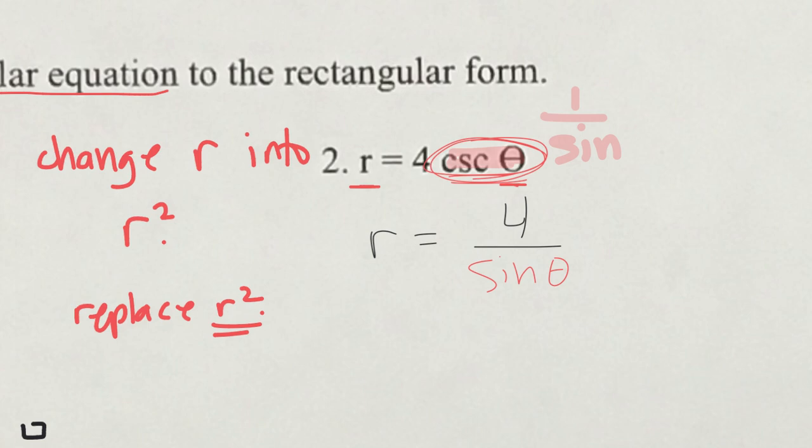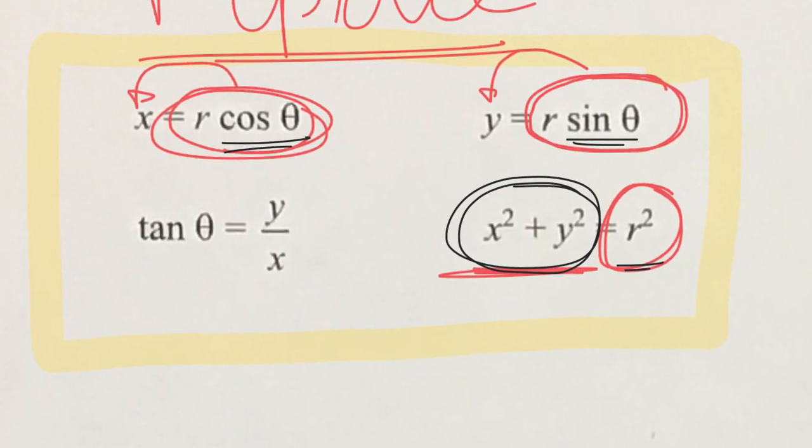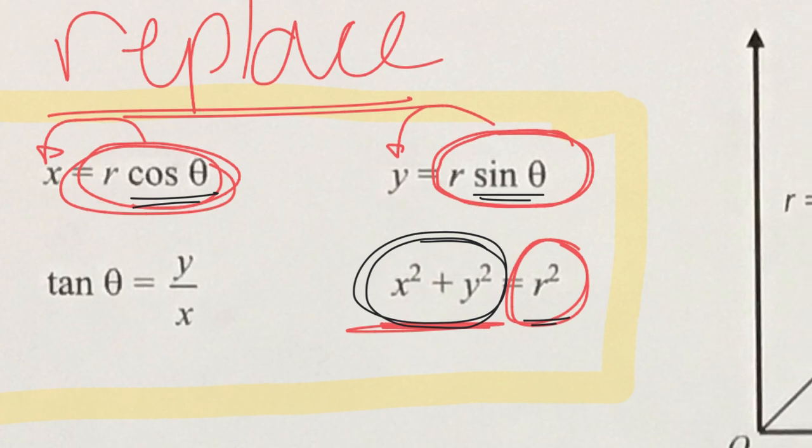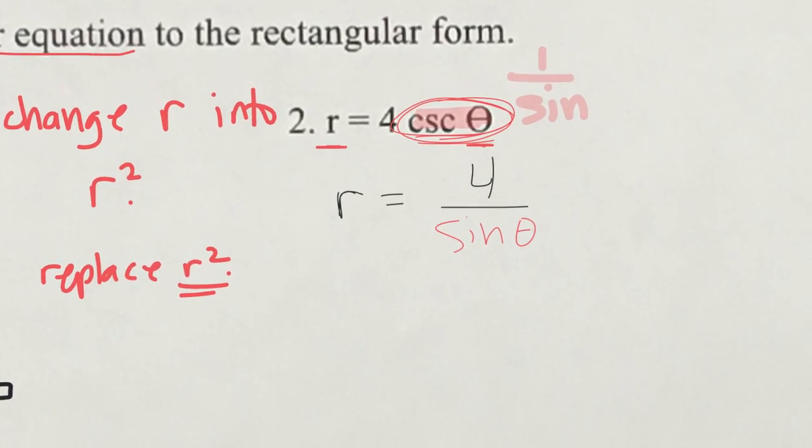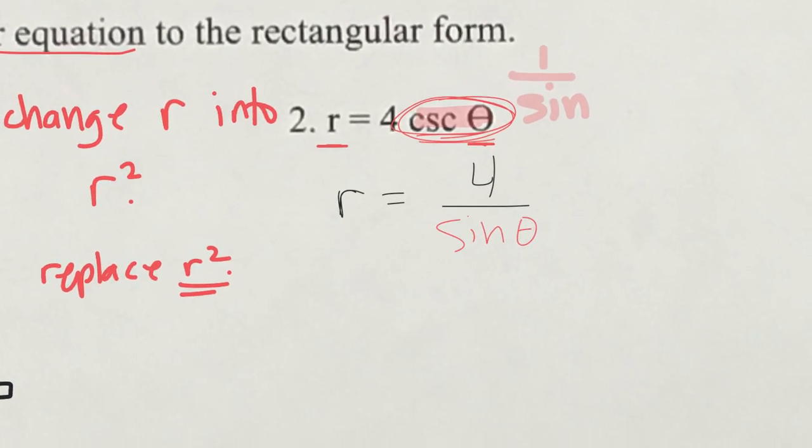Okay? Now, it would be really nice, right, if the r and the sine were together. Because if r and sine are together, I can replace r and sine with the letter y, right? And that's my rectangular. So is there a way that I can get r and sine together? Yes. Multiply both sides by sine. Okay? To get rid of your denominator, we multiply.